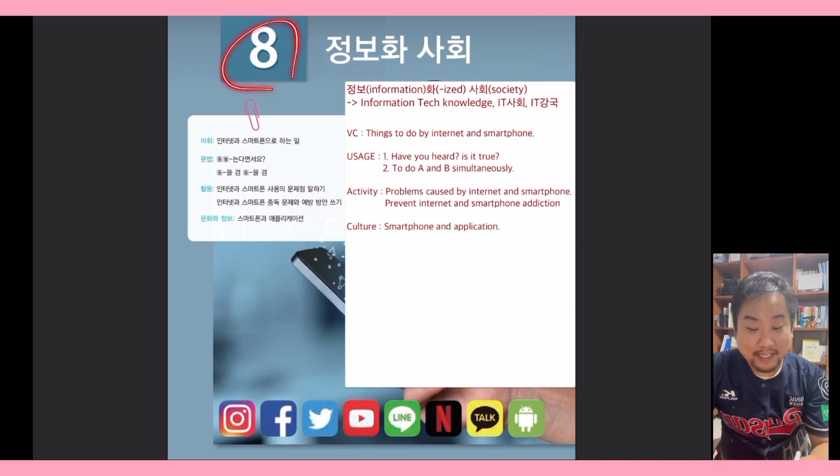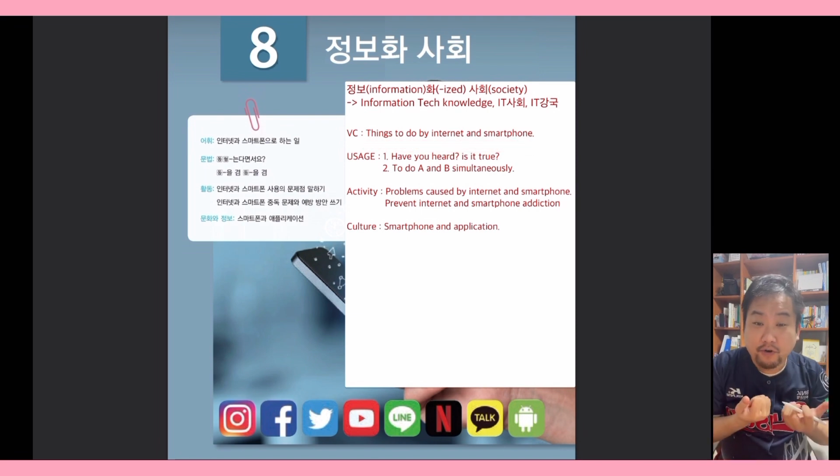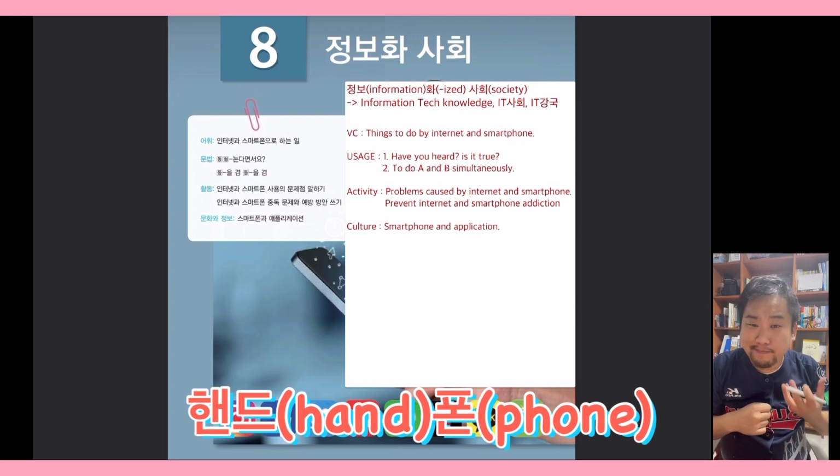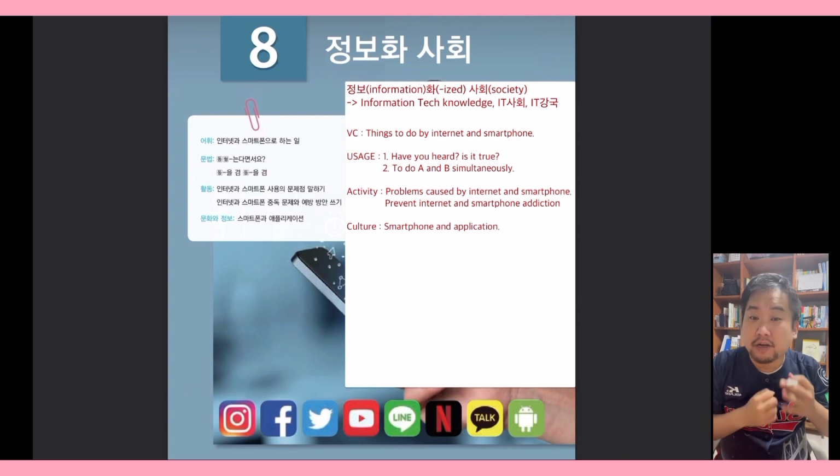So Unit 8 is information society, and the vocabulary is things to do by internet and smartphone. Smartphone means cell phone, but a long time ago, we Koreans used 핸드폰. That could be Konglish, but smartphone itself is a trend. What kind of smartphone are you using? Samsung. But I'm also using Apple, so anyway, smartphone is smartphone.